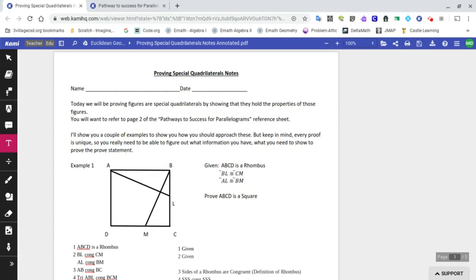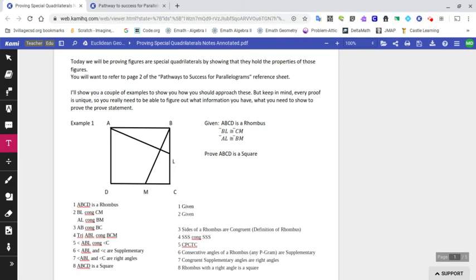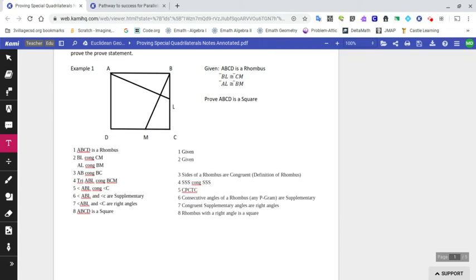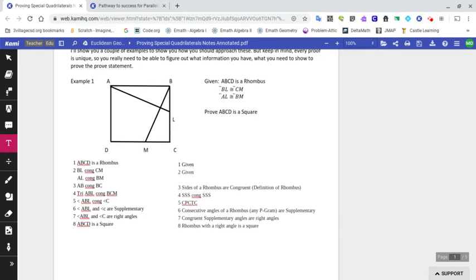I'm going to start off with this. Our given is actually that ABCD is a rhombus, and we've got two other sets of side segments that are congruent to each other. What that leads us to is that with those givens and the fact that ABCD is a rhombus, AB and BC are also congruent to each other, making those two triangles congruent to each other. Now we're trying to prove ABCD is a square.